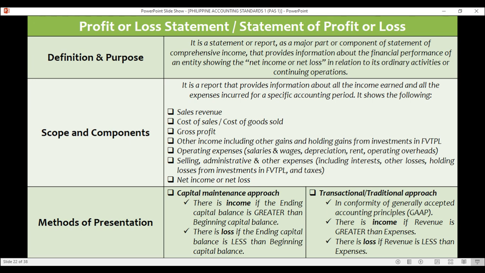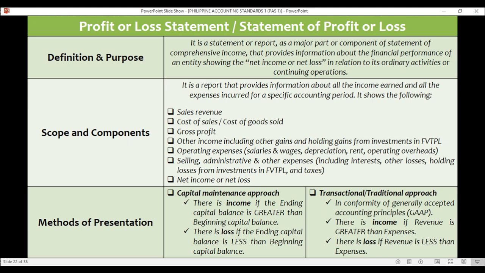Methods of presentation. The profit or loss statement could either be presented under the capital maintenance approach or the transactional or traditional approach. Under the capital maintenance approach, there is income if the ending capital balance of an entity is greater than the beginning capital balance. Otherwise, it is a loss, if the ending capital balance is less than the beginning capital balance. So we just adjust our capital balances, then compare the beginning and ending amounts, which will report income or loss depending on whether the ending capital balance is greater than or less than the beginning capital balance.